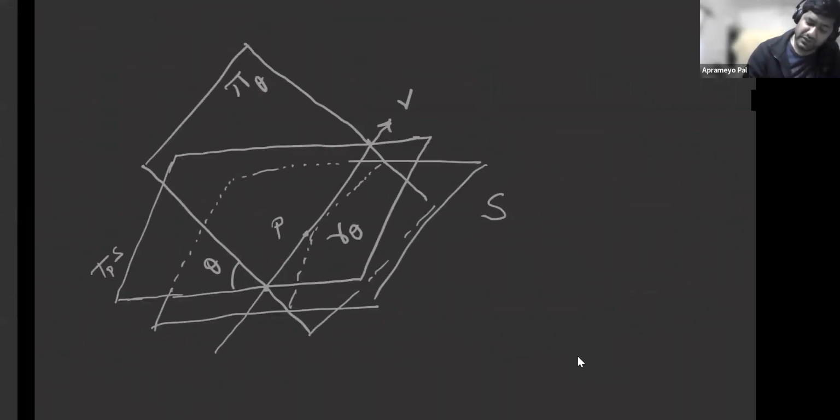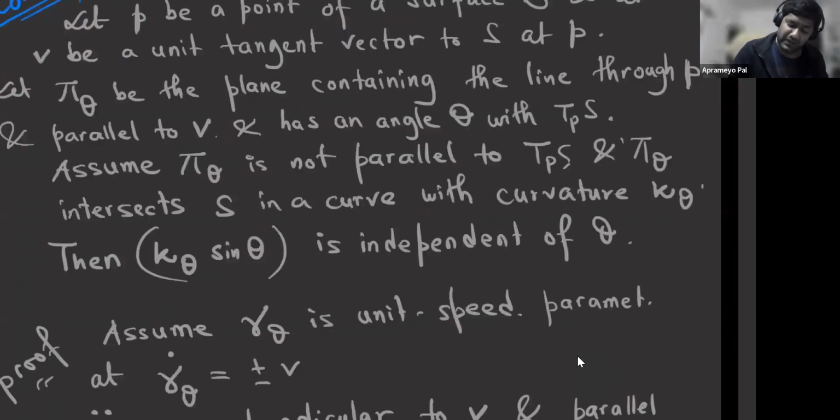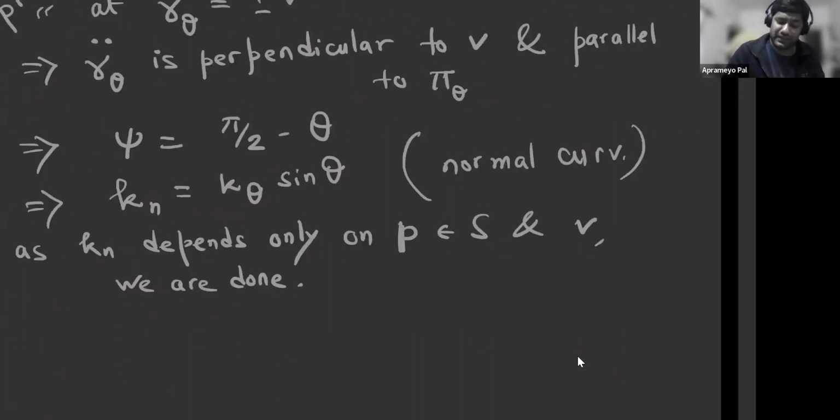Let me show it again here. This was theta, and if this was perpendicular to this plane, that's pi by 2. If there was another plane here, this angle is pi by 2 minus theta, and that's the psi which appears in the definition of the normal curvature. Then by the proposition you get kappa n is k theta sine theta. So it's a very long way to say something simple.